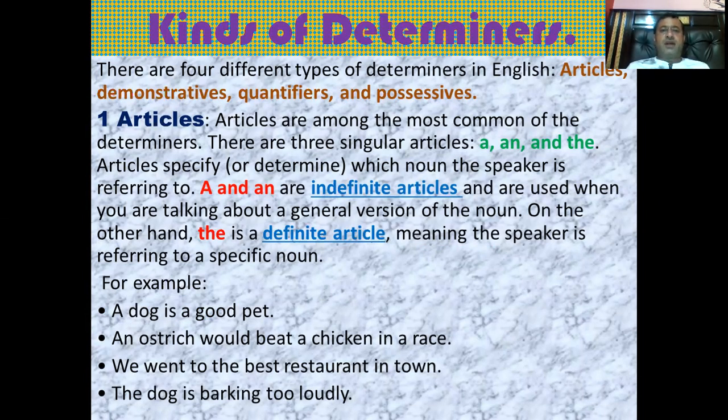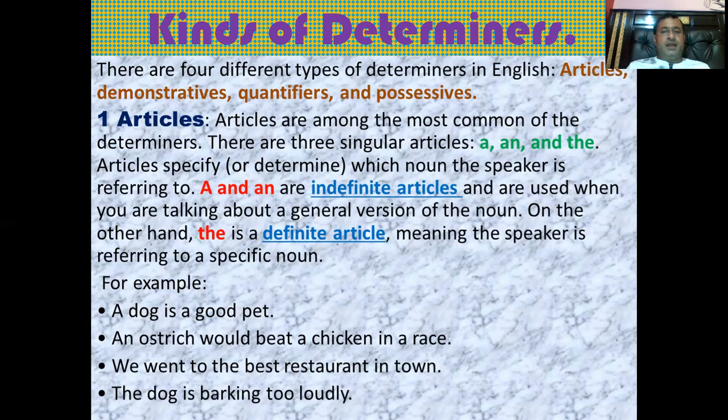So the very first kind of determiner is the article. Articles are among the most common of the determiners. There are three articles: a, an, and the. Articles specify which noun the speaker is referring to. The articles a and an are indefinite articles and are used when you are talking about a general version of the noun, and moreover they are used with singular nouns.